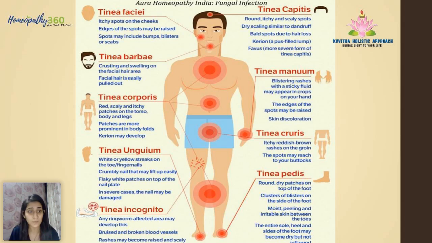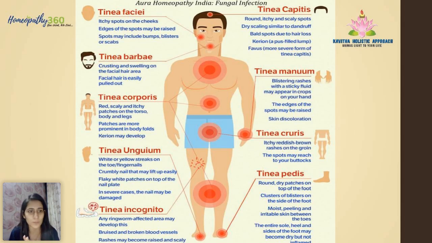And when it goes to the severe form, it is also termed as the Tinea favus. Like Tinea capitis is also given a name of favus, when the pus filled lump goes into the extreme case. Then the tinea barbae, how it has occurred, it is just a crust which occurs, and then the swelling is there in the circular formation.